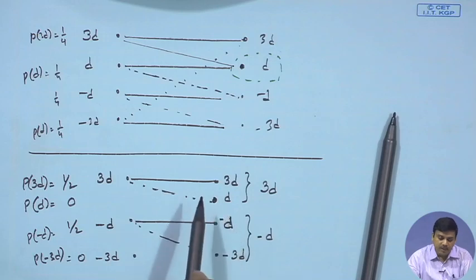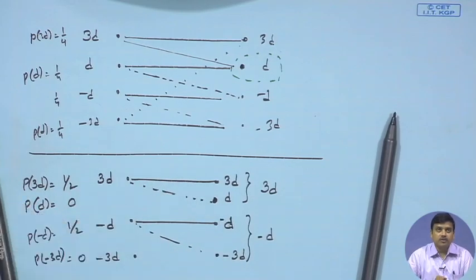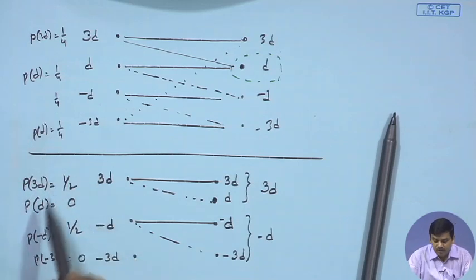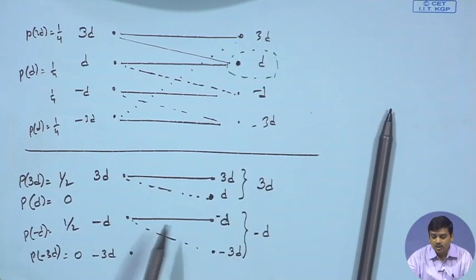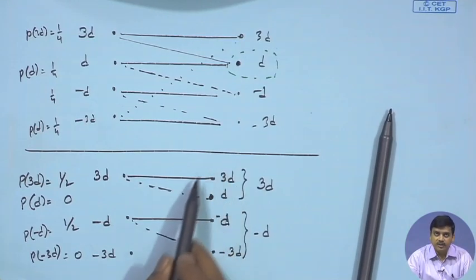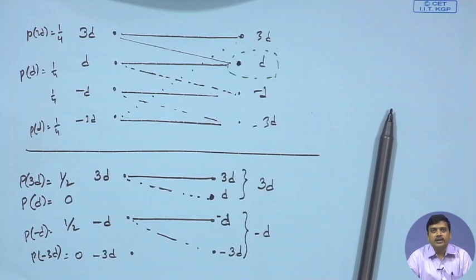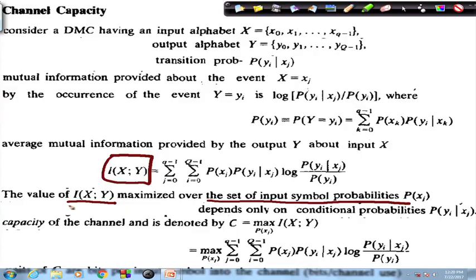So you would like to maximize the mutual information over all possible source probabilities. You could choose any other combination, but if we choose this one, we avoid any kind of confusion at the receiver. In other words, it makes the probability of error almost 0. This is what it means that the value of I(X;Y) is maximized over the set of input symbol probabilities p(x). In other words, you are choosing the constellation.